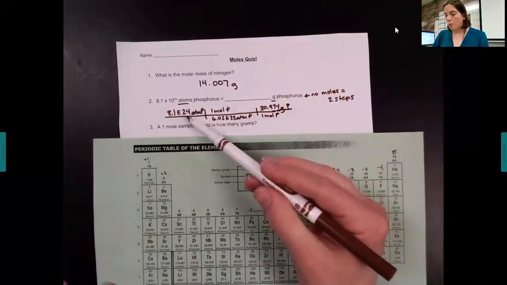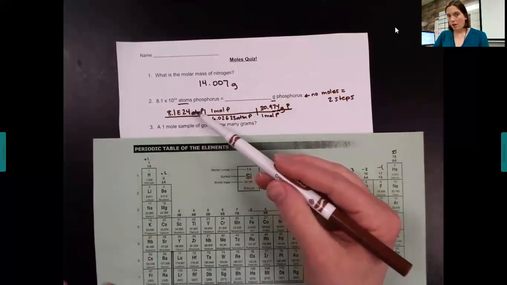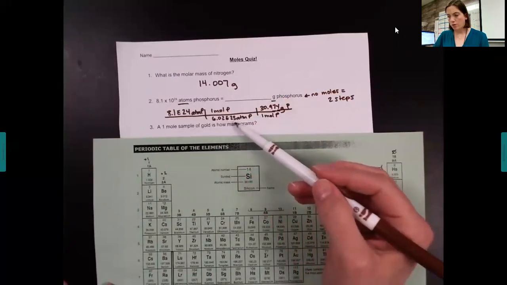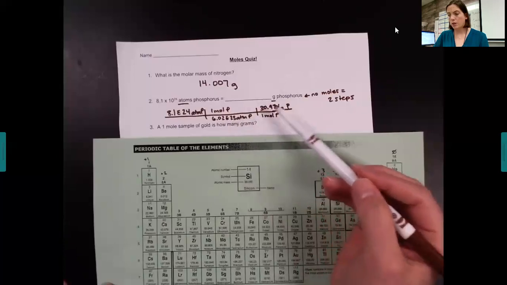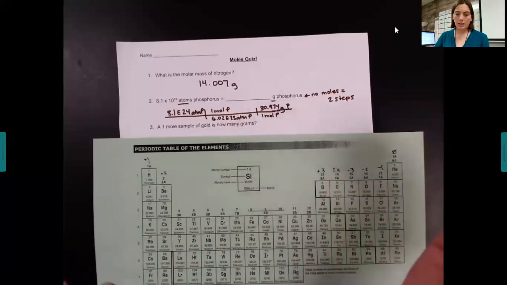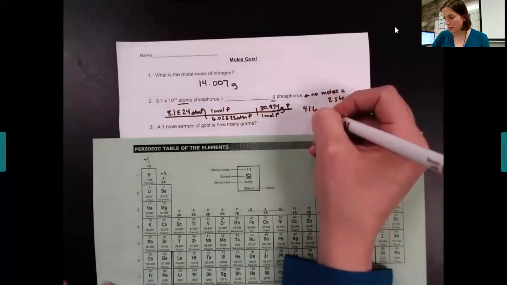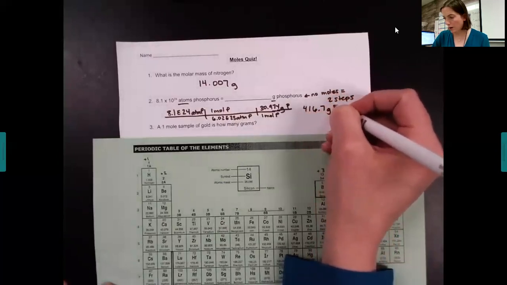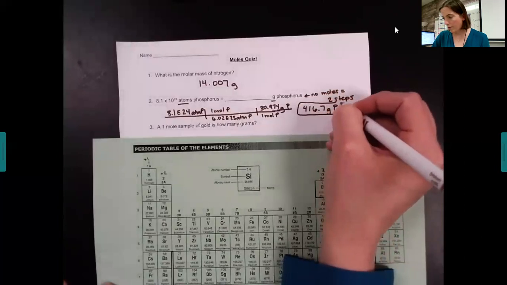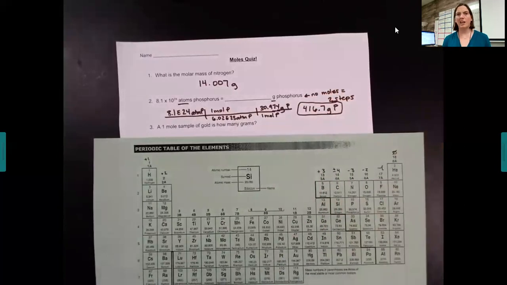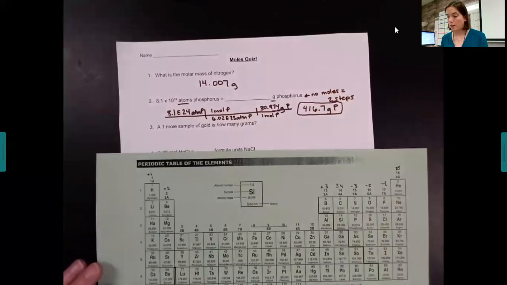With it being two-step, we're going to start in the calculator with what we're given, divide it by Avogadro's number, multiply it by the molar mass, and I rounded my answer to 416.7 grams of phosphorus. Again, you might have rounded a little bit differently, but as long as it's really darn stinking close to that, then you're on the right track.